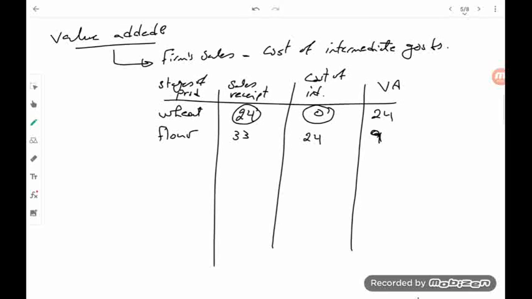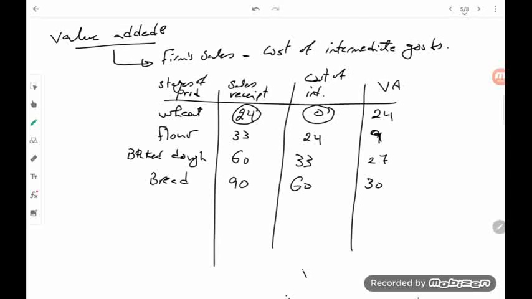This flour has been converted to baked dough, which will be sold in the market for $60. But the firm has to pay 33, which is the price of the flour. So in this stage of production, the value added will be 27. And finally, it will be baked and we get the bread. The bread will be sold in the market for 90. But the bread maker pays 60 for the intermediate goods. So the value added in this case is 30.